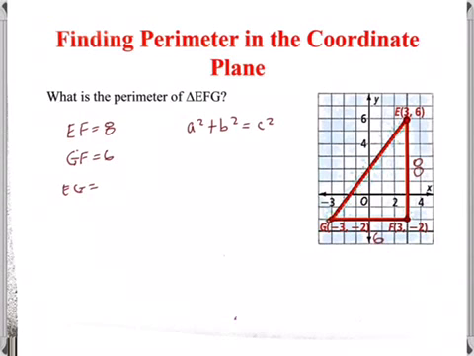And so for this, I'm going to have 6 squared plus 8 squared equals our c squared, or our EG in this case. 36 plus 64, so that's 100 equals c squared. So that long side is equal to 10 after we square root both sides. So EG is 10. Now to find the perimeter, we just add them all up. So we've got 8 plus 6 plus 10, which gives us a perimeter of 24 units.